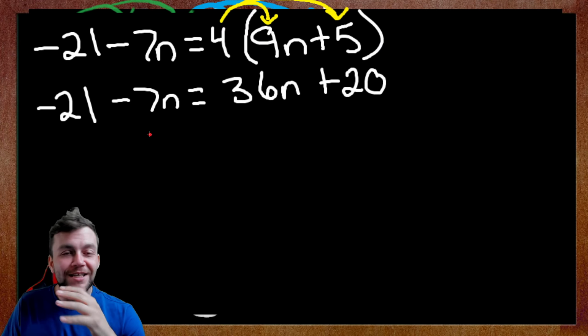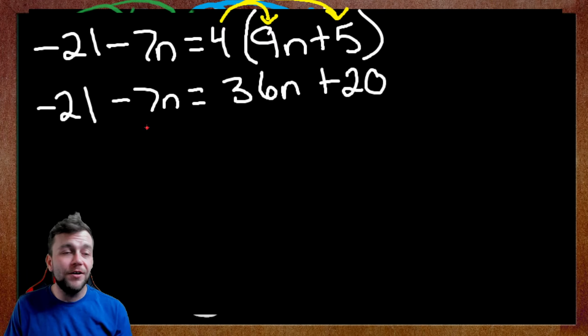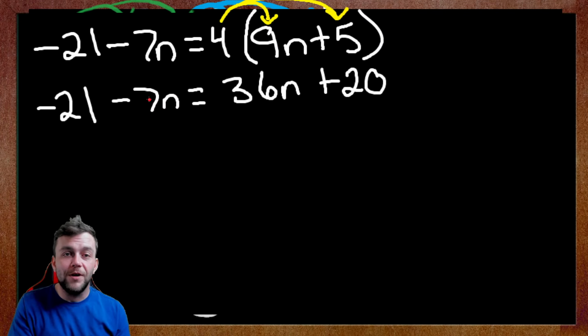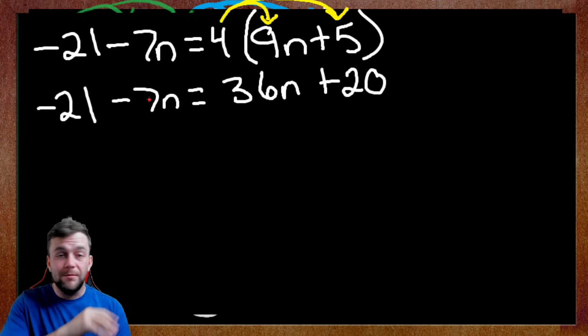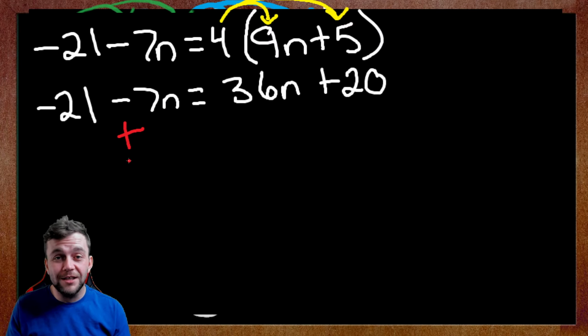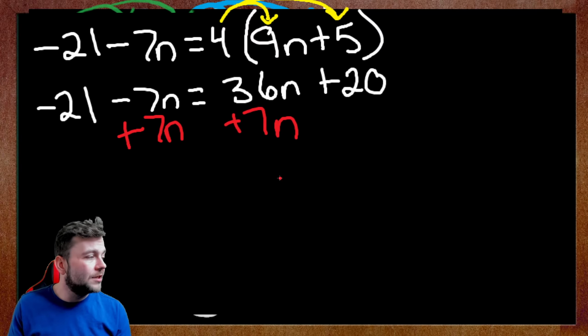What's the next step? The next step that I would look at doing is consolidating or bringing together my variables. I don't want variables on both sides of the equation. Okay? So how do we do that? Inverse operations. Let's take this negative variable and bring it over to the other side so we don't have this minus 7n. What's the opposite of minus 7n? It is plus 7n. So we're going to add 7n to both sides. Boom.